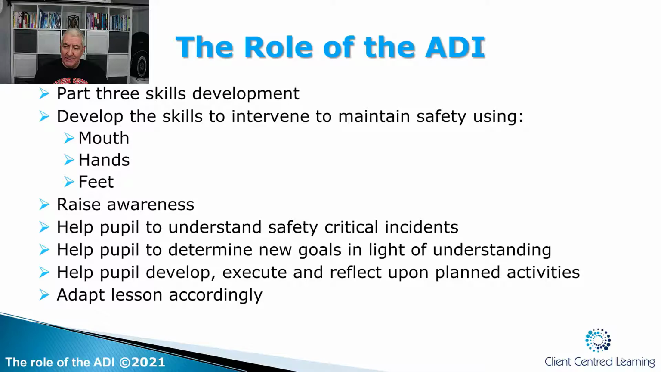So we're raising awareness with our questioning, with our prompting, by pointing things out that we've seen extremely early. We then need to help the pupil. If we've had to intervene in any way, shape or form, then we need to have a conversation about that.